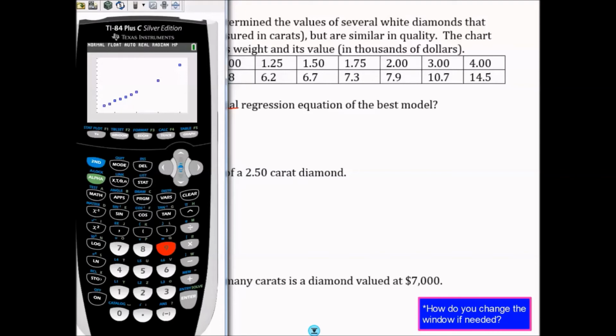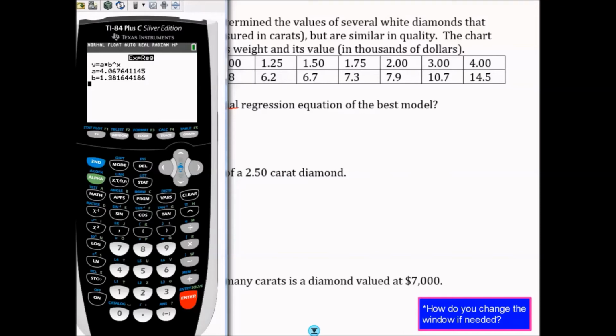Then step 4 is to get the equation. So we go to stat, go over to calc, and then we're going to click 0, which is exponential regression, and hit enter a few times. For each type of regression, the first line tells us the format that the equation is written in. So this tells us that our equation is y equals a times b to the x. Then it tells us what a and b are. I do not want you to just copy down this screen. You need to plug those numbers in to the equation that they give you.